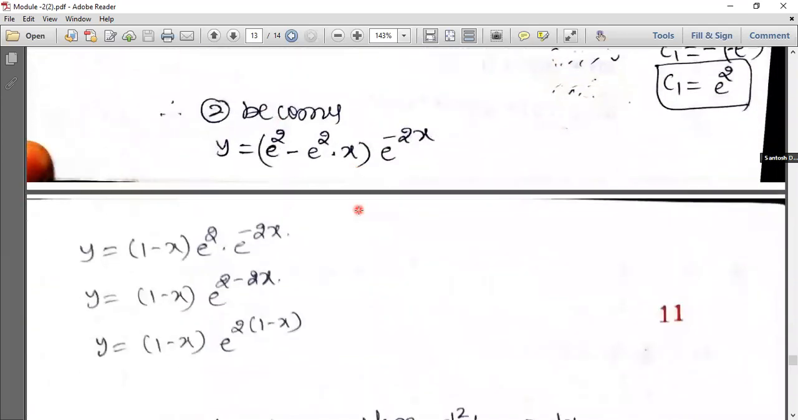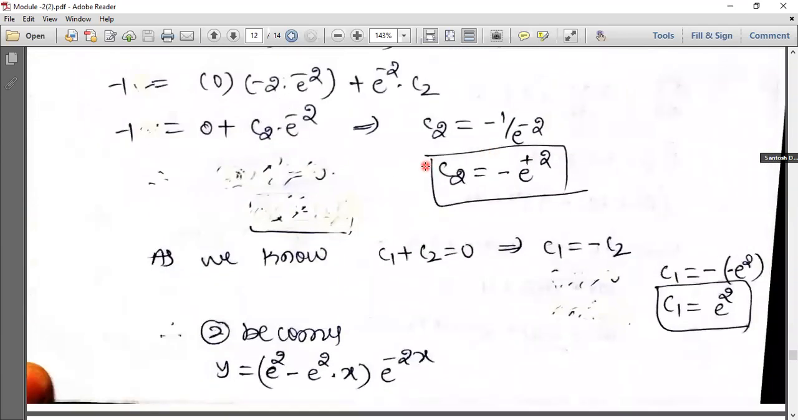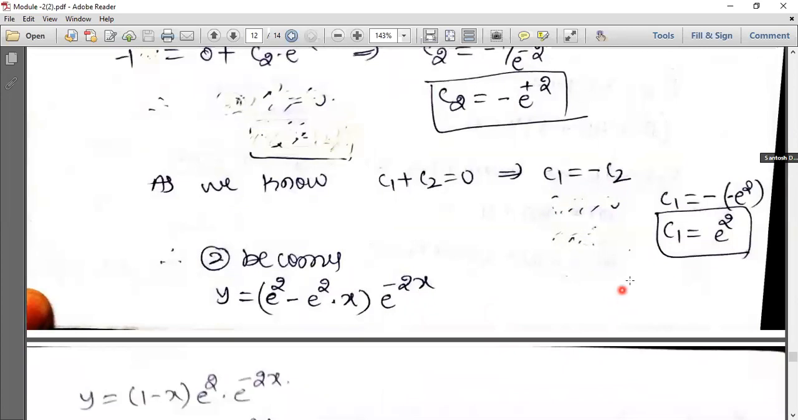I got only C2, but I want both the values C1 and C2. So C1 plus C2 is equal to 0, so C1 is equal to minus C2. I know C2, so I'll get C1. C1 is equal to minus of minus e raised to 2, that is plus e raised to 2. So C2 is minus e square.